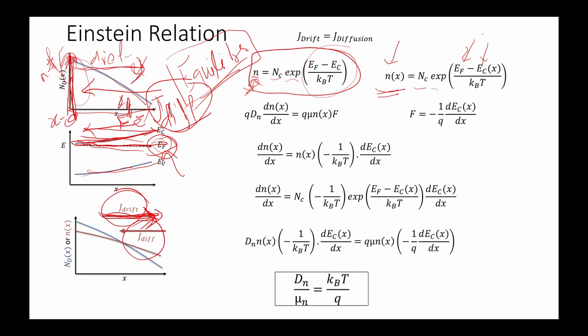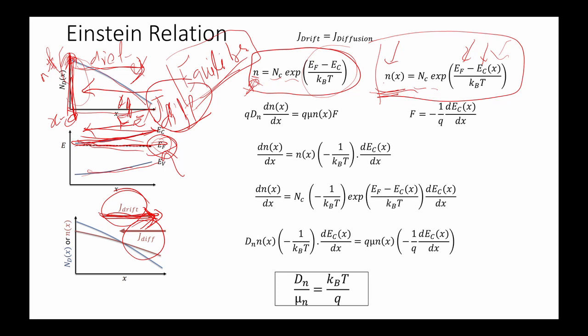It will come as Nc into exponential of (Ev minus Ef) instead of (Ef minus Ec)/kBT. Okay, that will come as Ev minus Ef. So this concentration of electrons is depending on the distance.